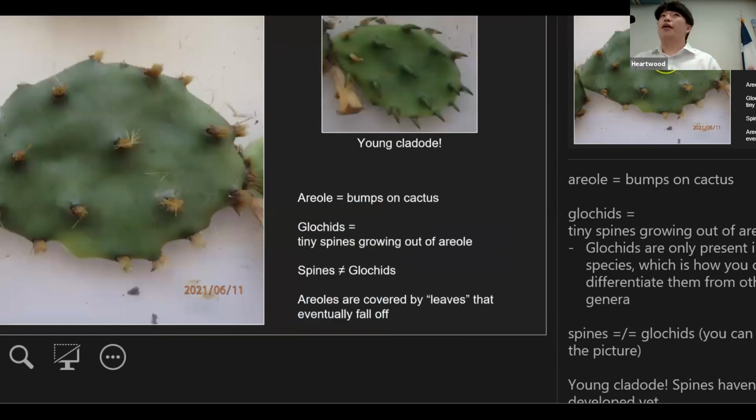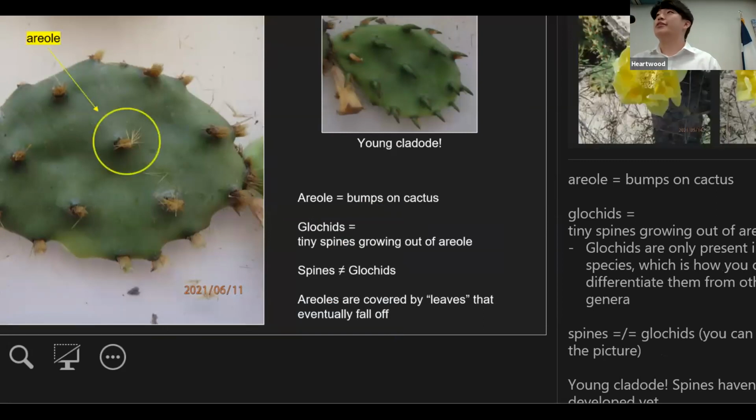On each cladode is an arrangement of these bumps called areoles. Here's one right here. From these areoles grow spines and these tinier spines called glochids. Now, the glochids are the real threats whenever you're handling a cactus. They're barbed, they're fragile. They really jump at every opportunity to stick onto your skin. It's a lot of fun.